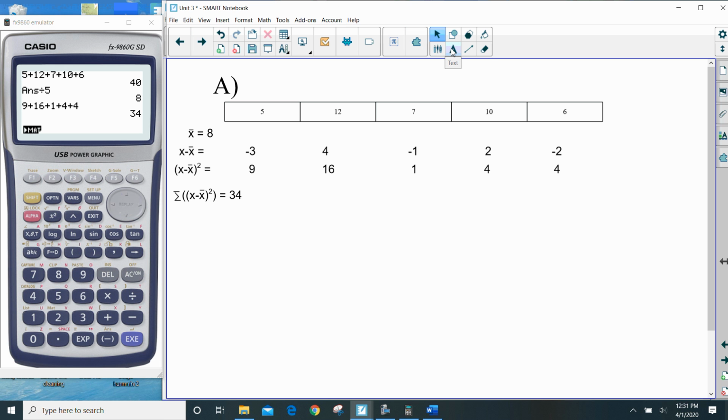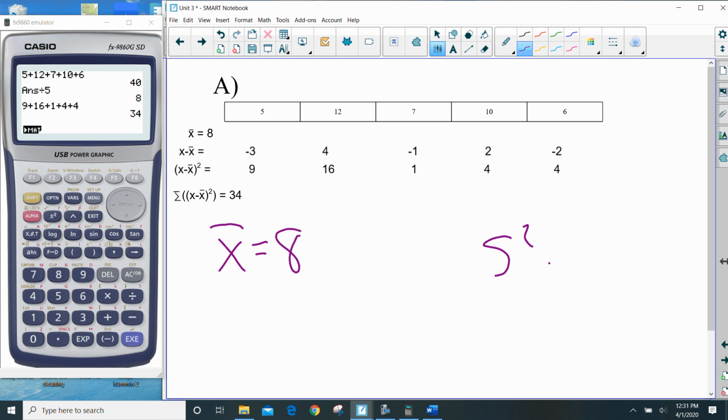So the list of things that we have to solve for: we have X bar equal to 8. What I'm working towards is S squared. This is the sum of X minus X bar squared divided by n minus 1. So this is going to be 34 divided by 4, which is 8.5.